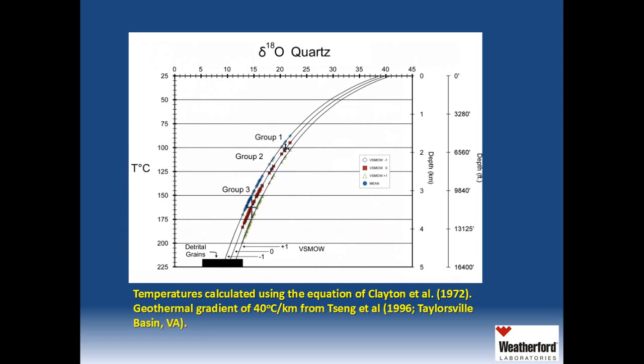Now we could have used 27 degrees C per kilometer, which is currently the East Coast gradient, but we would have been down to the Moho. So we used, not quite, but it would be pretty deep. So we used a geothermal gradient of 40 degrees C per kilometer from a study by Singh of the Taylorsville. And we came up with then the depths, this is how we came up with the kilometers of depth. So here's the temperatures, and here's the depth.